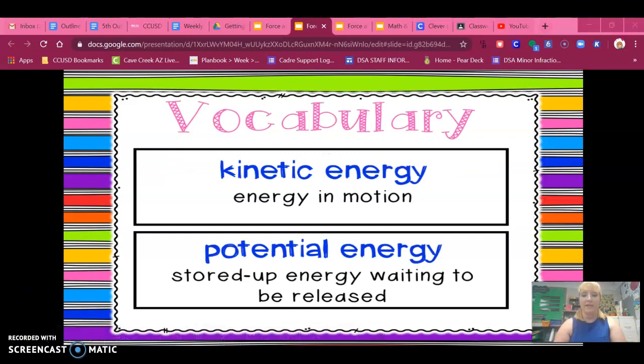On slide 15 of your student activity packet, there are some vocabulary words. These are our vocabulary words of this lesson. The first one is kinetic energy. Kinetic energy is energy in motion. Our second word is potential energy, which is stored up energy that is waiting to be released. Please pause and type these vocabulary definitions into your student activity packet.